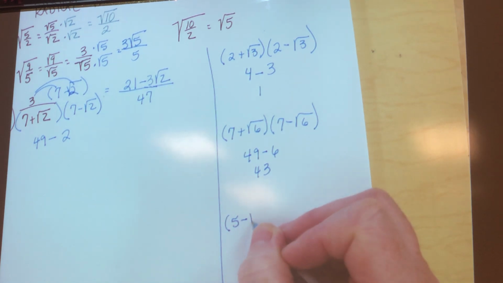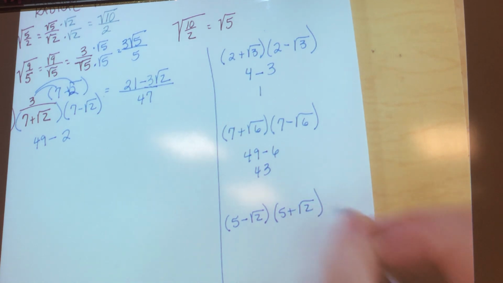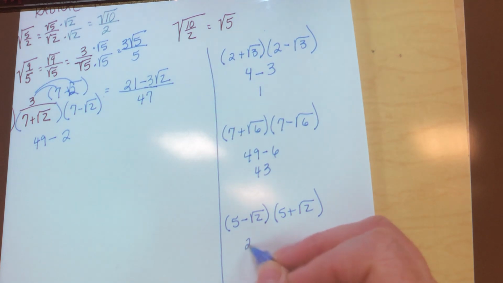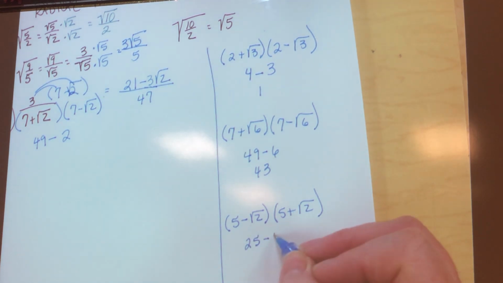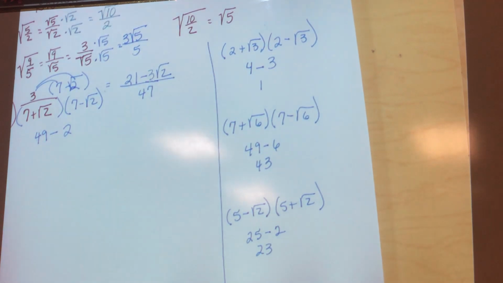5 minus the square root of 2 times 5 plus the square root of 2. Okay, you got it? What'd y'all get? 23. Very good. Square the first is 25, minus square the last is 2, and that's 23. Okay, anybody need any more? All right, so we're gonna do one more.